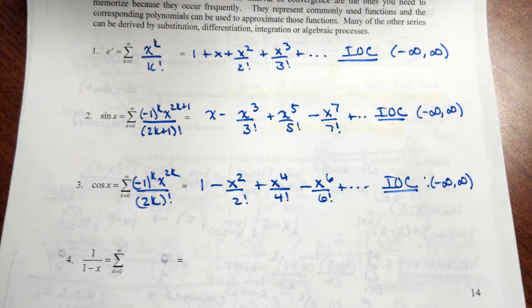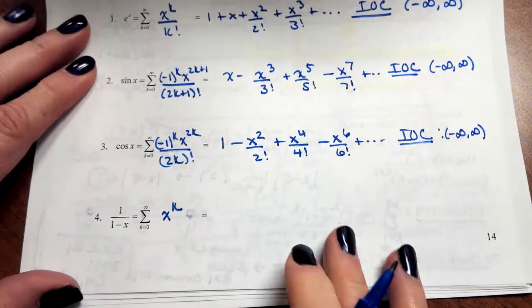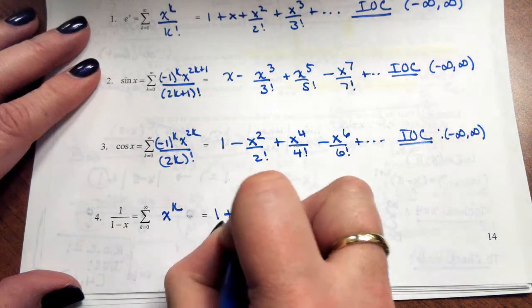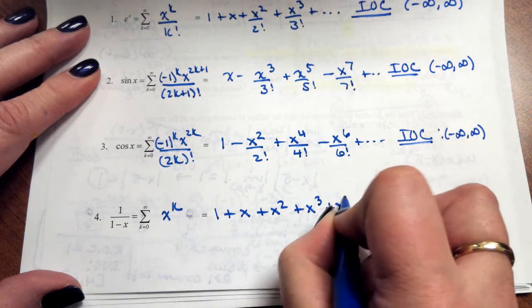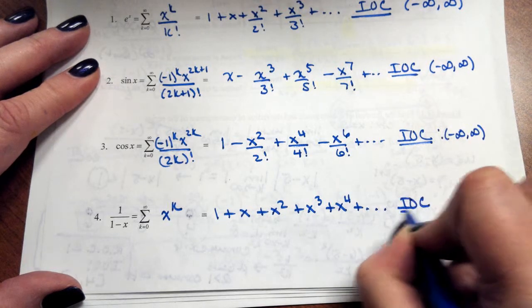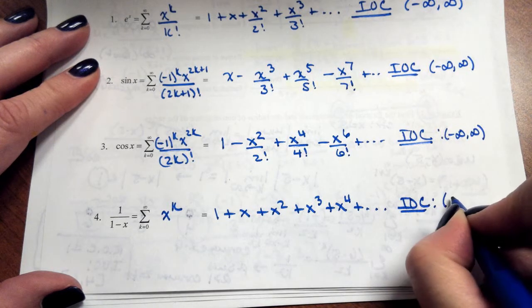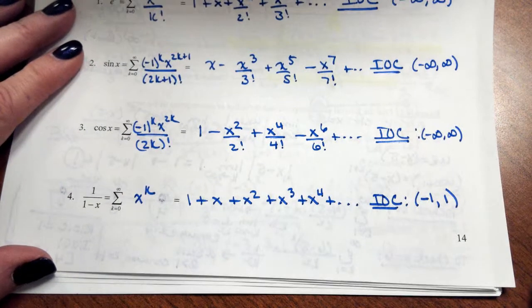Then 1 over 1 minus x, k equals 0 to infinity. This is your x to the k: 1 plus x plus x squared plus x to the 3rd plus x to the 4th plus dot, dot, dot. This one does not have an interval of convergence of all real numbers. This one is just going to go from negative 1 to 1. And that's the second part of 9.8.